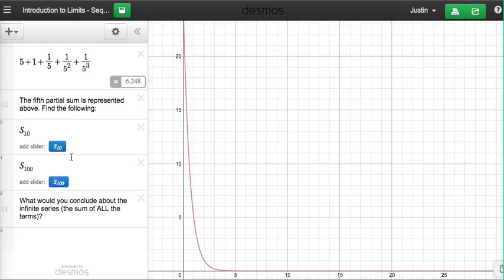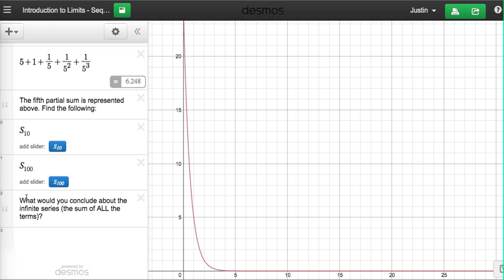Now we're going to talk about the series. Series again means sum. A sequence is a list of terms. A series is a sum of those terms. So I have the sum of the first 5 terms, and that ends up being 6.248. I want you to find S sub 10 and S sub 100. Remember, you have to use the geometric sum formula to do that. So go ahead and do that on your own.